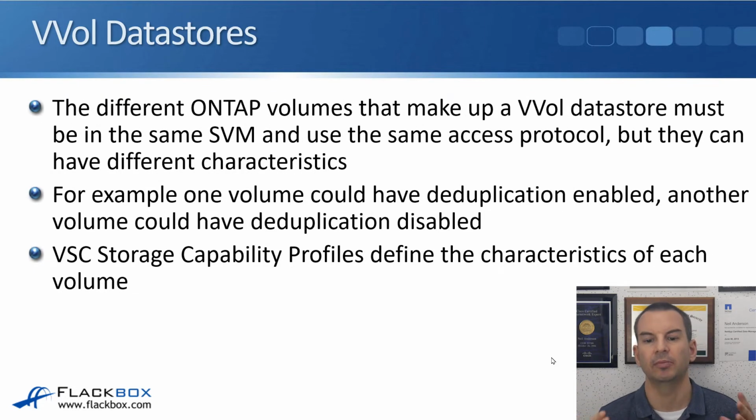The different ONTAP volumes that make up the VVol Datastore must be in the same SVM, as I said, and use the same access protocol, but they can have different characteristics. For example, one volume in the same VVol Datastore could have deduplication enabled, another volume could have deduplication disabled. And your VSC storage capability profiles, the same ones that you saw when we were using them for the traditional data stores, they define the characteristics of each volume.